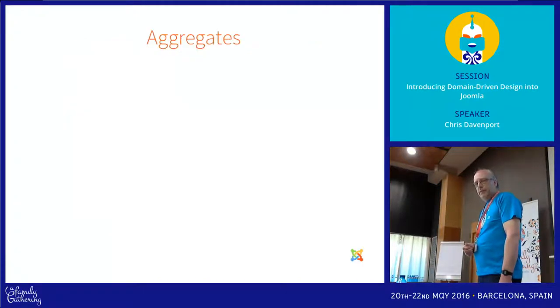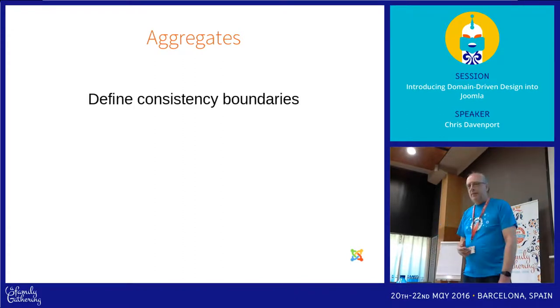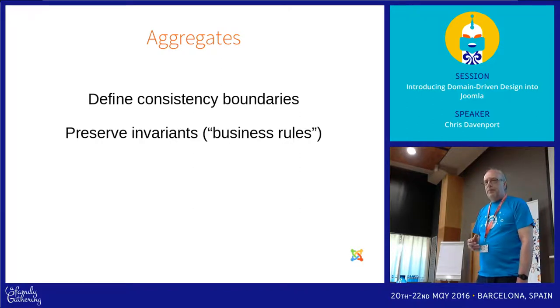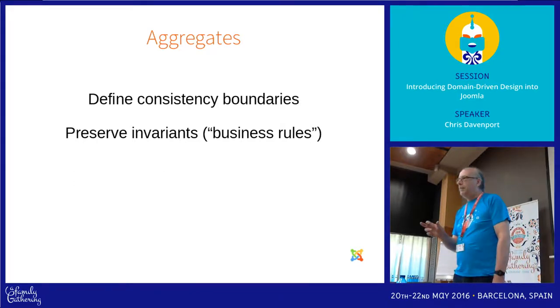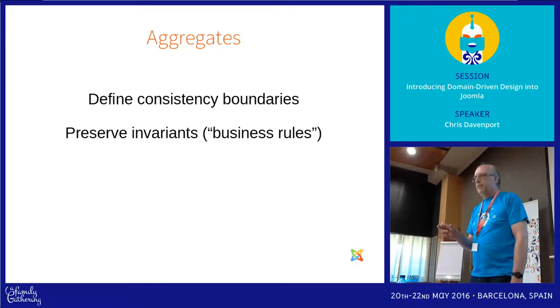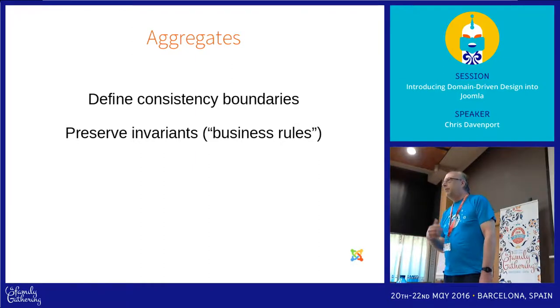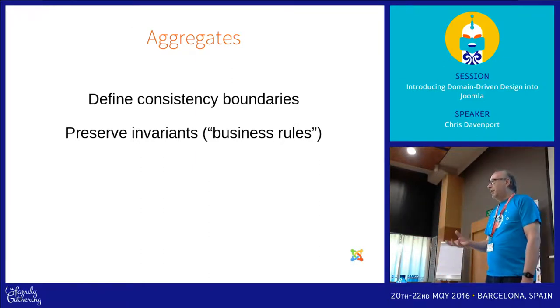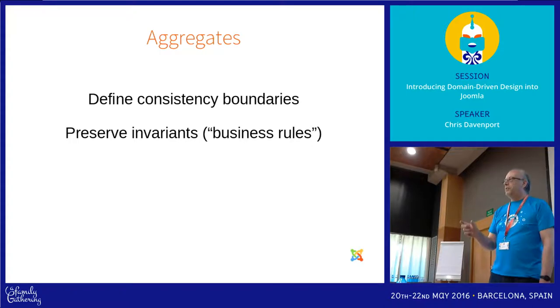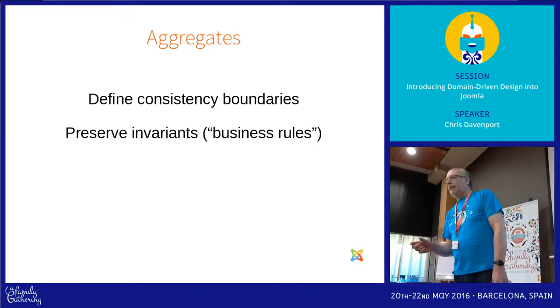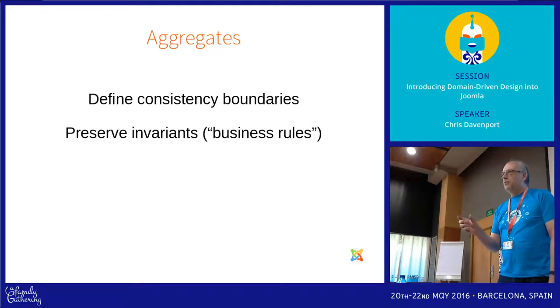So, aggregates effectively define the consistency boundaries within the software. The consistency boundaries are defined really by the business rules that we have within the system, what Evans refers to as invariants. So they preserve invariants. For example, if you have customers, you might have a business rule which says that they must not exceed their credit limit. That is a business rule. It's important to the business that customers don't exceed their credit limits. Therefore, we have that as a business rule within a customer aggregate, and the aggregate enforces that business rule.